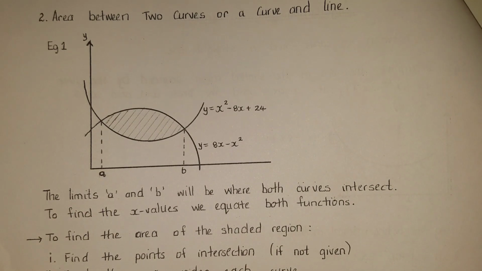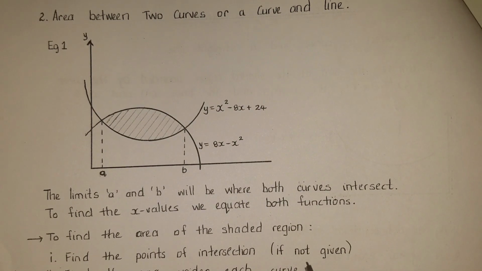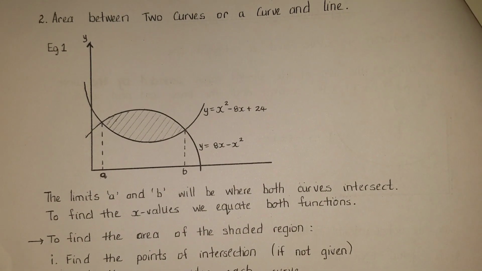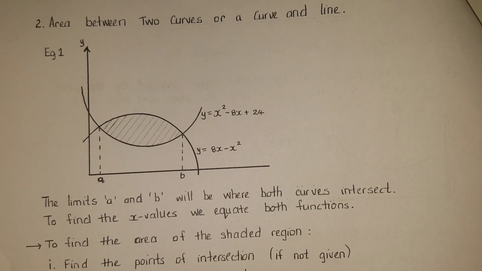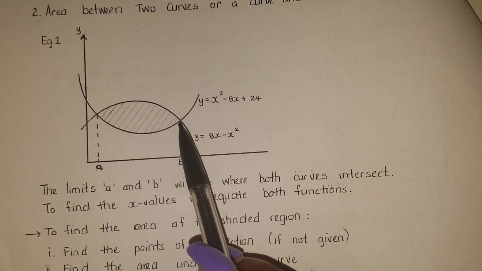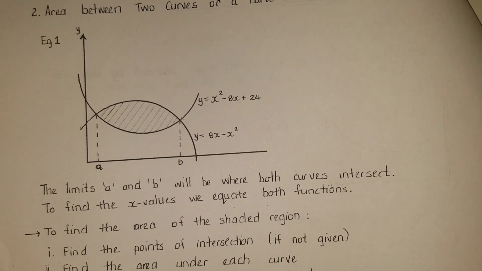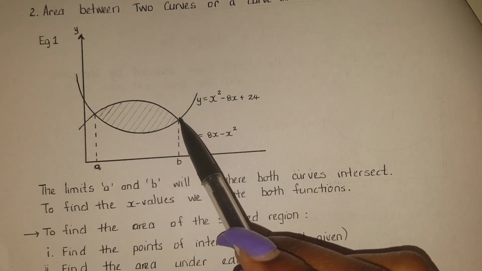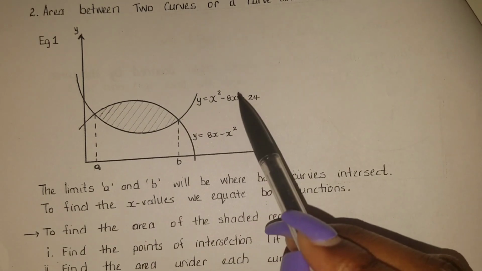Now, these steps work. However, if you are given the diagram as you see here, there's a much shorter way to evaluate the area. But first, let's go ahead and find these upper and lower limits. Now, both equations say y equals. So to find these limits, we're going to equate these two equations.